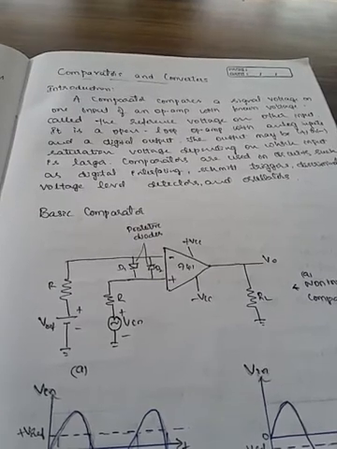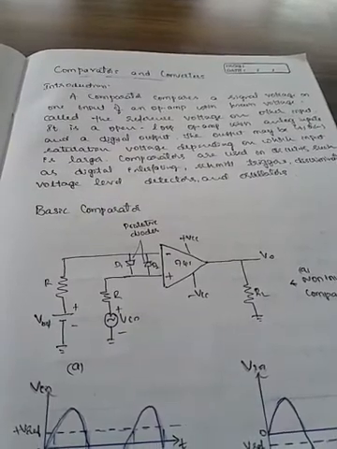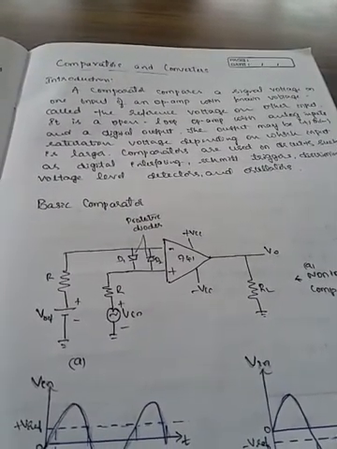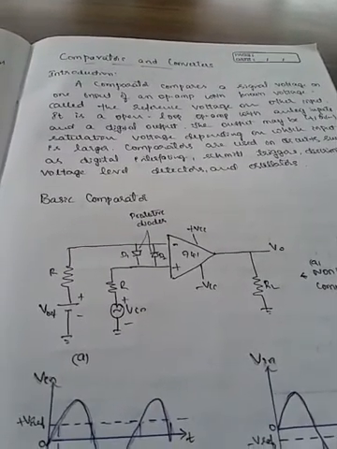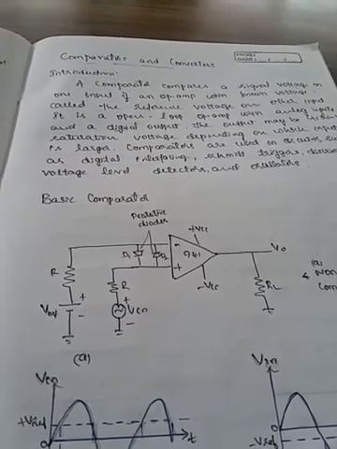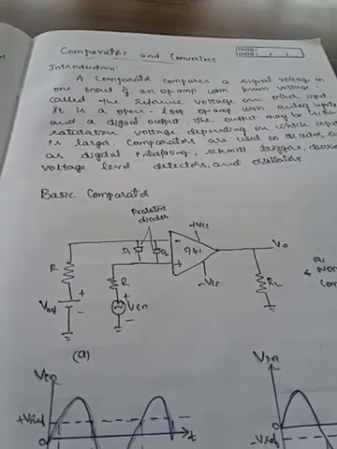Okay, today we will discuss comparators. A comparator is a circuit which compares two signals. One is called the signal voltage, and the other is called the reference signal. The reference signal is also called the known signal. It takes two input signals and gives one output signal.